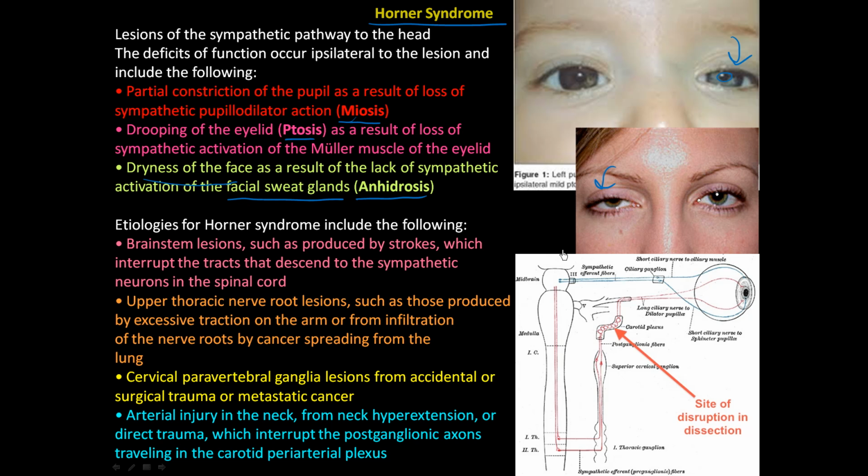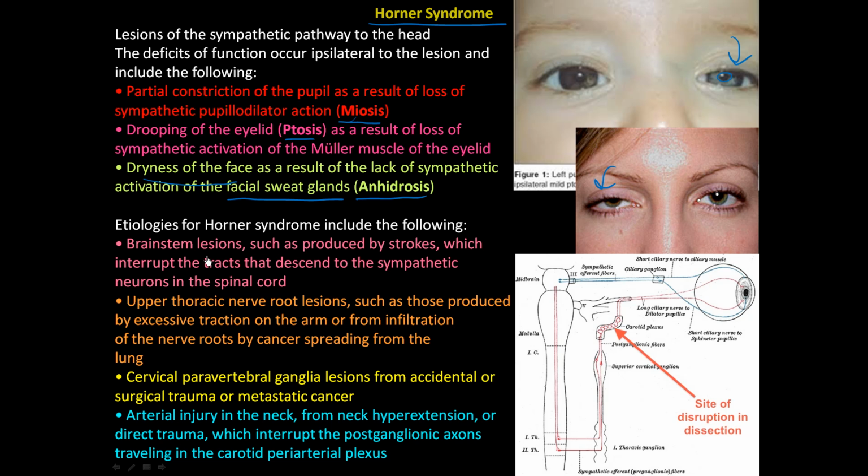So they complain of, my face is really dry, my eyelid is drooping, and when you look at them, you're like, holy smokes, one pupil is a lot smaller than the other. That's Horner syndrome, indicative of sympathetic pathway lesions. What are the etiologies of Horner syndrome?